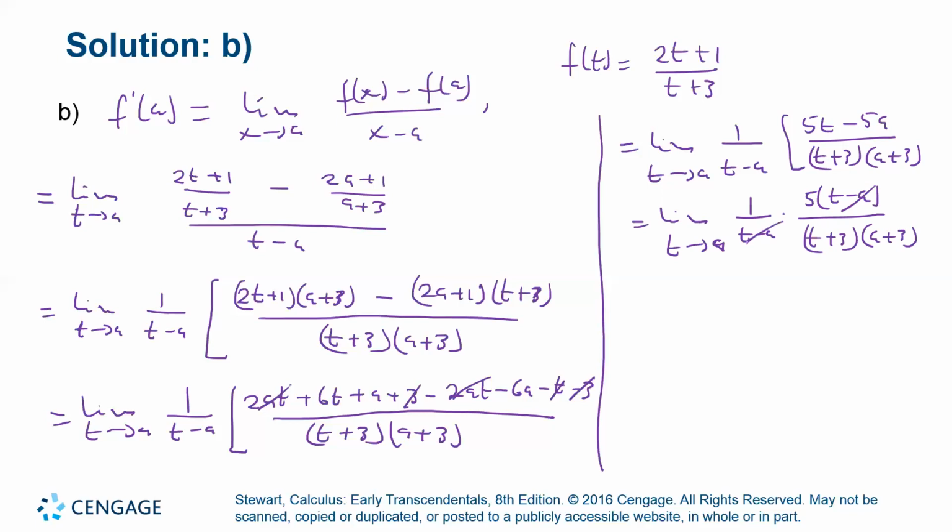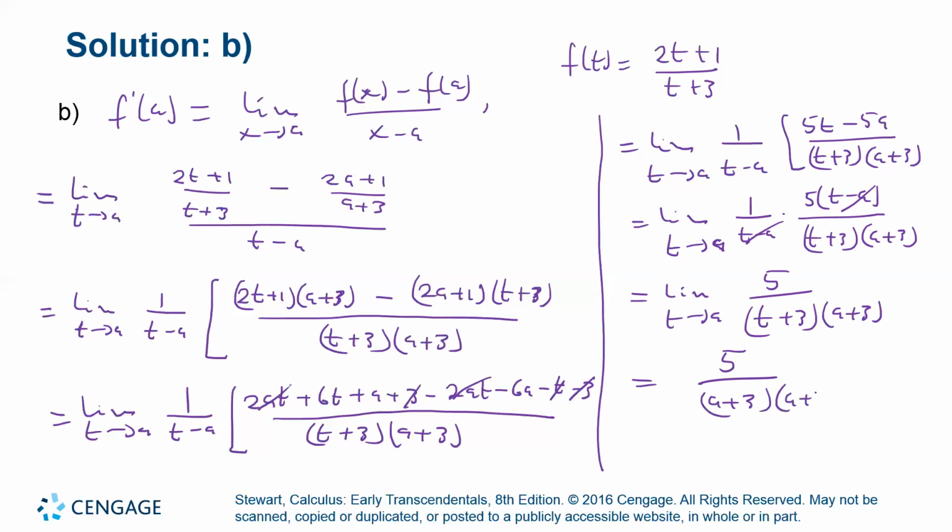Now this factor will cancel that out. So you get the limit as t goes to a of 5 over (t plus 3) times (a plus 3). Now as t goes to a, this becomes 5 divided by (a plus 3) times (a plus 3), which will give us the same answer as we got using the other definition, 5 over (a plus 3) all squared.